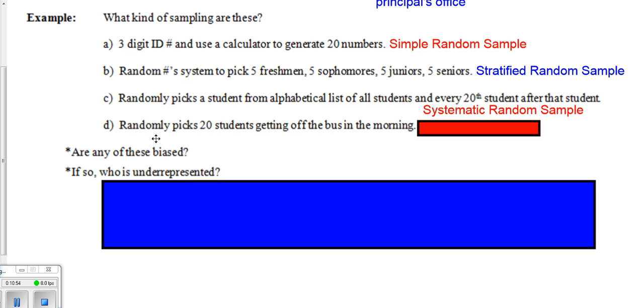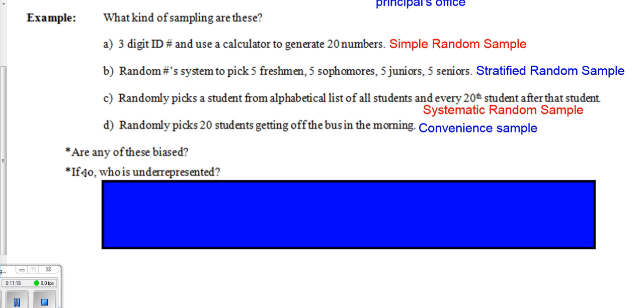And we say that we randomly pick 20 students getting off the bus in the morning. This one is technically a convenience sample because not every student takes the bus in the morning. So we only ask students who are getting on and off the bus, so it's very easy for the person who is selecting these people.